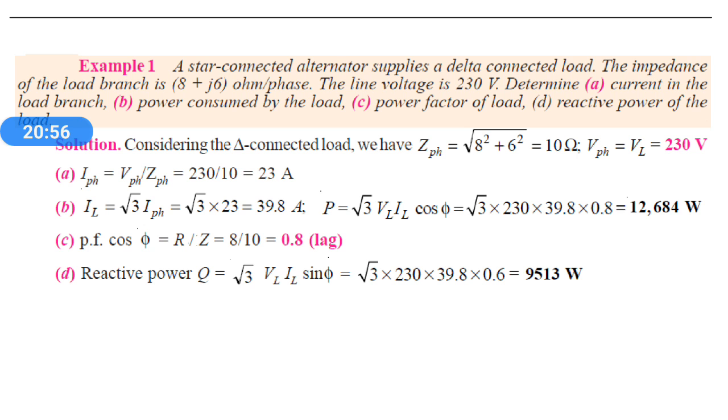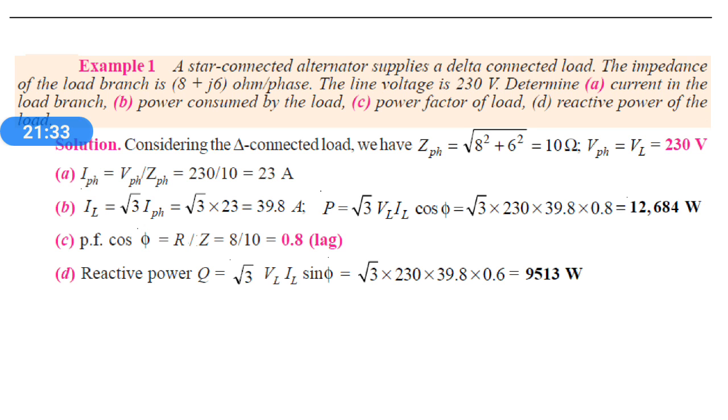So considering the delta connected load, we have Z phase. The each branch impedance is given 8 plus j6. So 8 plus j6 in the rectangular form R plus jXL. So it's an RL circuit each branch. So Z phase equal to root of 8 square plus 6 square. Answer is 10 ohm. And V phase equal to VL, that is given 230 volt. So Z phase equal to 10 ohm, V phase equal to 230 volt.